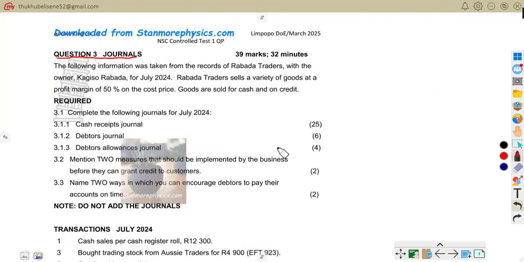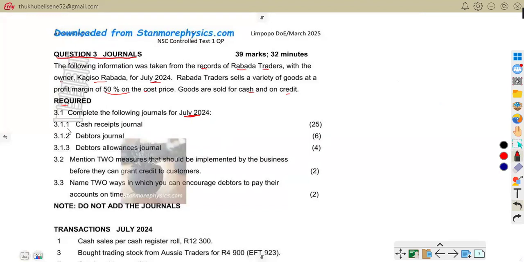As it says, the following information was taken from the records of Radaba Traders with the owner Kagiso Radaba for July 2024. Radaba Traders sells a variety of goods at a profit of 50% on cost price. Goods are sold for cash and credit, so on cash basis and credit basis. Required 3.1, complete the following for July 2024. Our year end is July 2024.